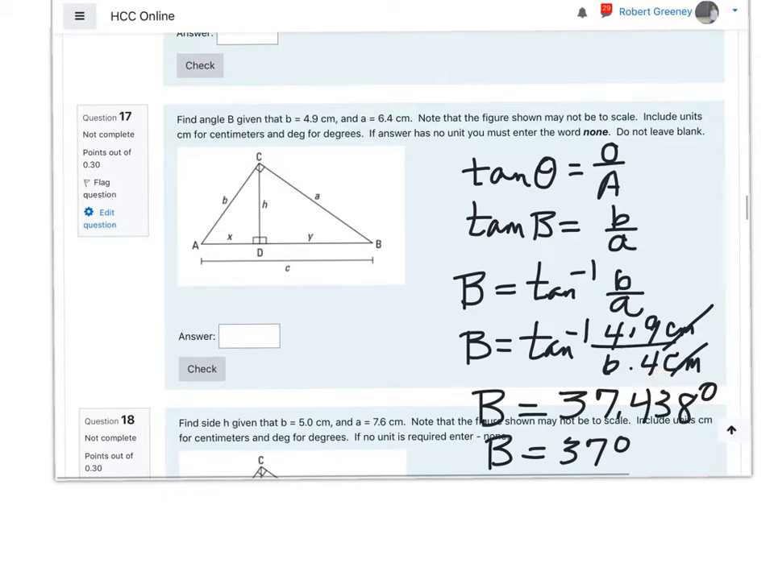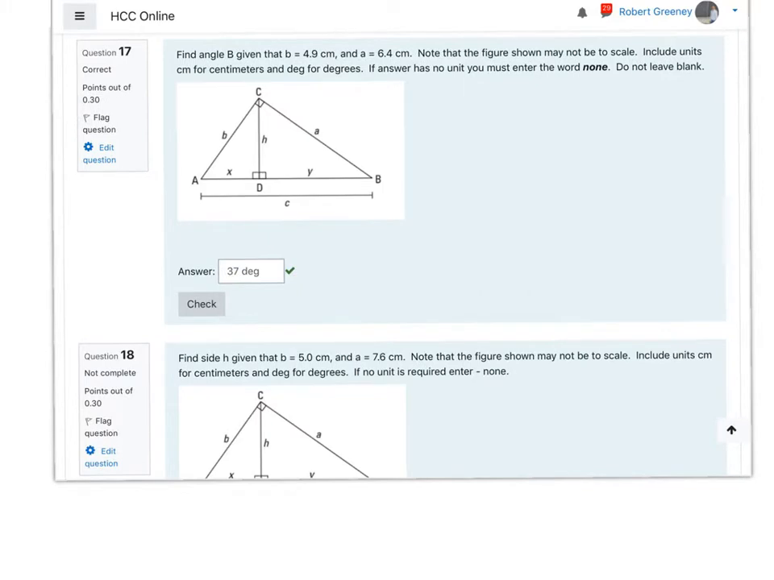And so when I take the inverse tan of 4.9 over 6.4, I get 37.438 degrees. But since the data we're given is only 2 significant figures, the answer should be only 2 significant figures. So let's check the answer. Okay, there you have it. The answer checked out, 2 significant figures. We get the green check mark. Let's go to the next one.